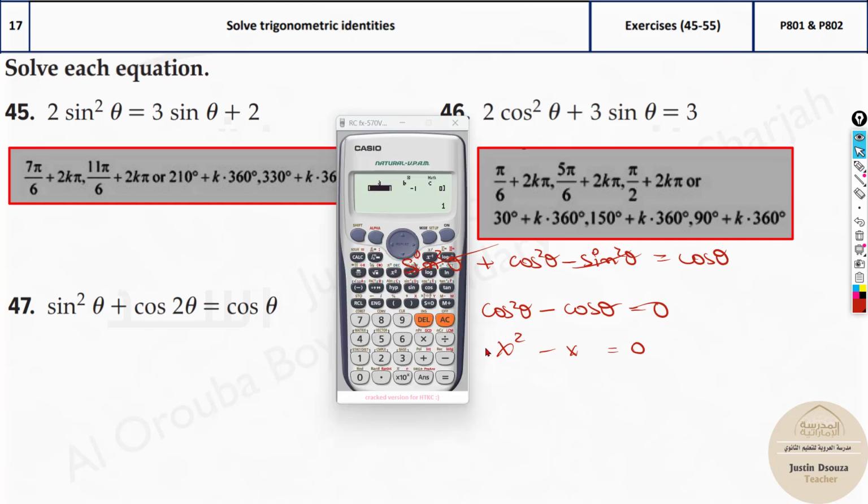I have substituted the coefficients 1, minus 1, and there's no constant, so it's 0. The answers are 1 and 0. So the x values are 1 and 0. x is equal to 1 and x is equal to 0. So cos theta equals 1, cos theta equals 0.